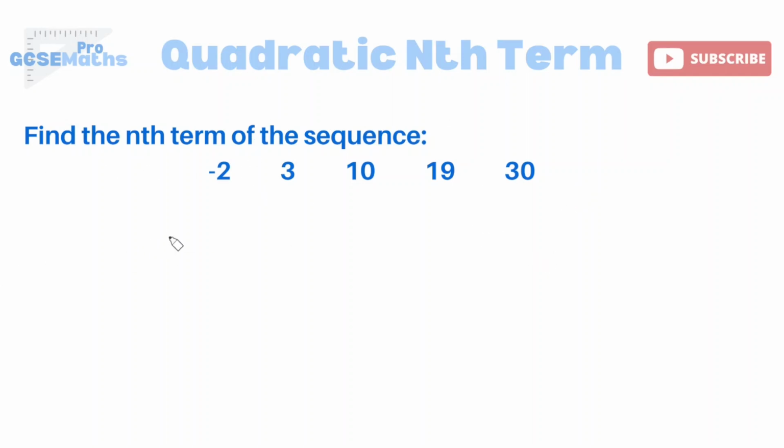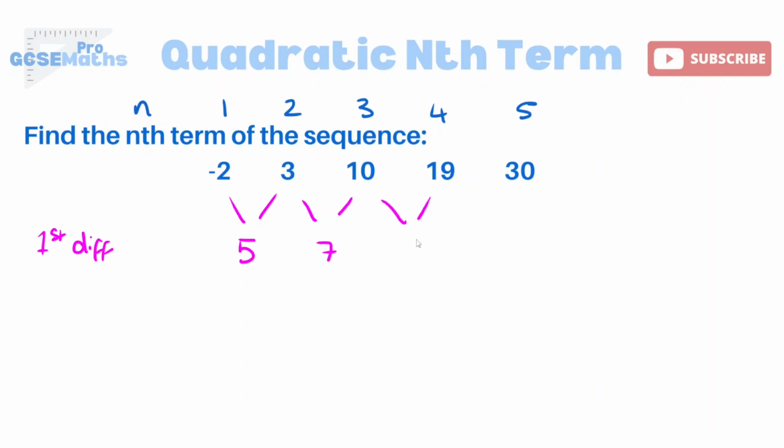What we're going to do, this is literally what you're going to do in the exam, okay? As I said, this is like term 1, term 2, term 3, this is n, term 4, term 5. So, you're going to find the first difference. Okay, so you don't even have to write this, but I just normally write first diff. The difference between -2 and 3 is 5, isn't it? The difference between 3 and 10 is 7. 10 and 19 is 9. So you can see the difference is not the same every time now. 19 and 30 is 11.